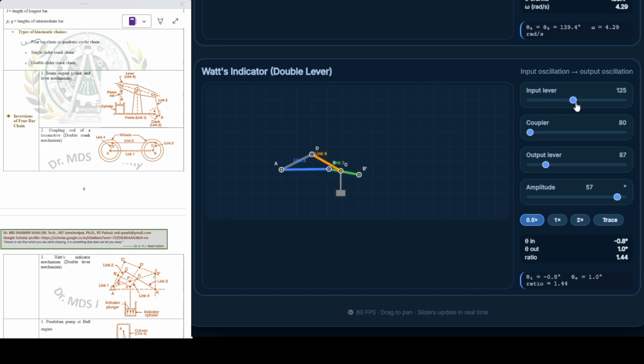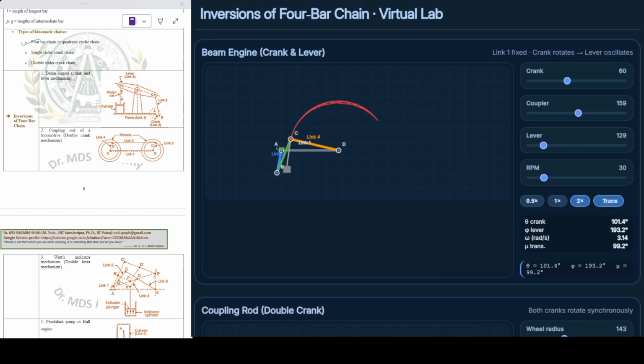See, you can notice it doing the up and down motion. So by this way you can obtain the Watt's indicator mechanism, how it moves. So that's all about the inversions of the 4 bar chain.